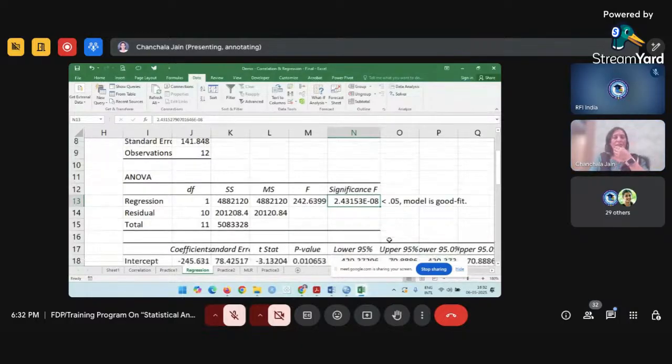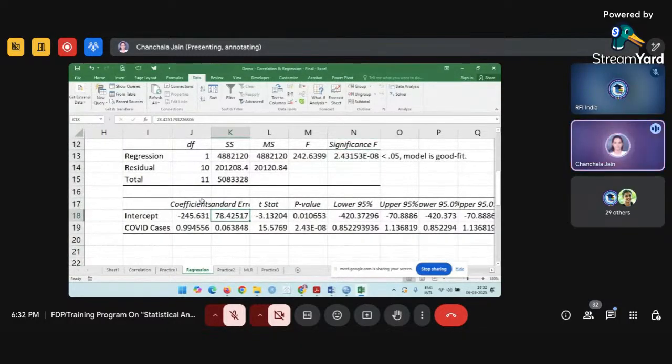Yes, ma'am. Further, the last table in this section is the coefficient table, which can help you formulate your model or your equation. There we have the coefficient value, which is minus 245.631. It is the intercept value, right? The COVID cases coefficient value is 0.994556. That means this is the B or beta value, because the coefficient of COVID cases will be the B value.